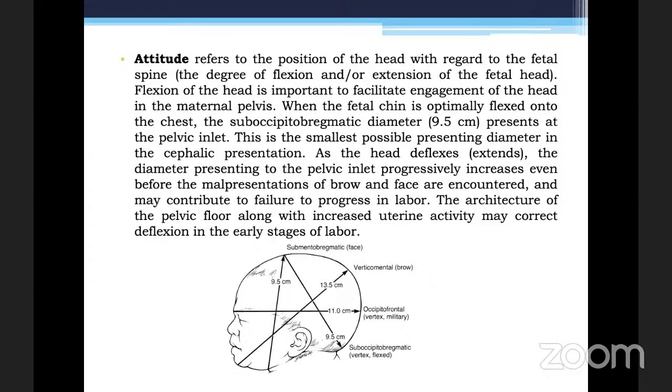Flexion of the head is important to facilitate engagement of the head in the maternal pelvis. When the fetal chin is optimally flexed onto the chest, the suboccipitobregmatic diameter, which is 9.5 centimeters, presents at the pelvic inlet. This is the smallest possible presenting diameter in the cephalic presentation. As the head extends, the diameter presenting to the pelvic inlet progressively increases, even before the malpresentations of brow and face are encountered, and it may contribute to failure to progress in labor. The architecture of the pelvic floor, along with increased uterine activity, may correct deflection in the early stages of labor.